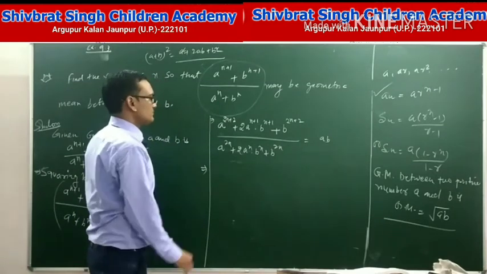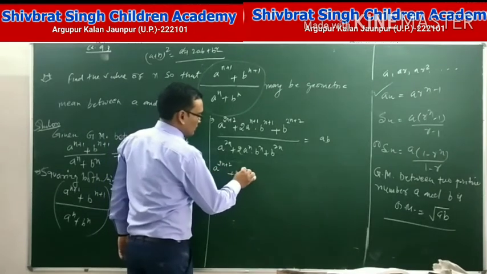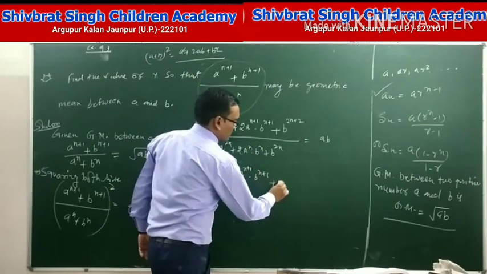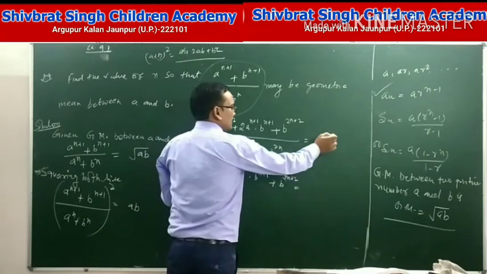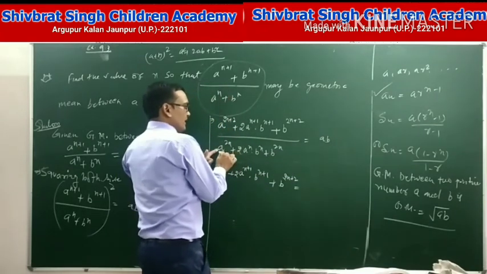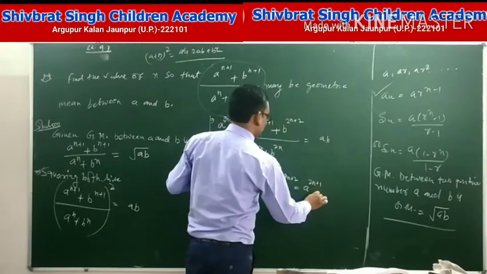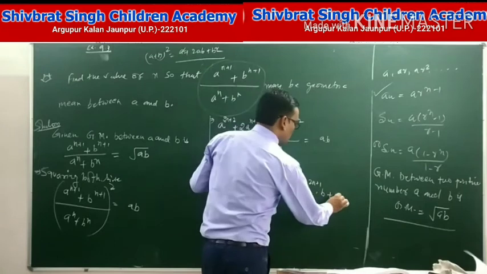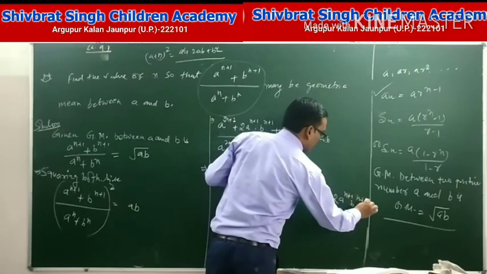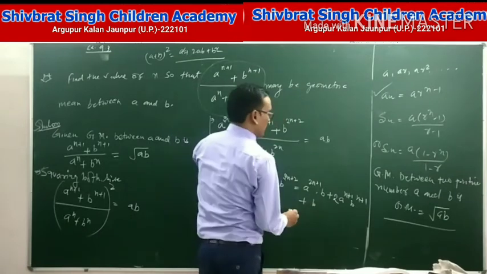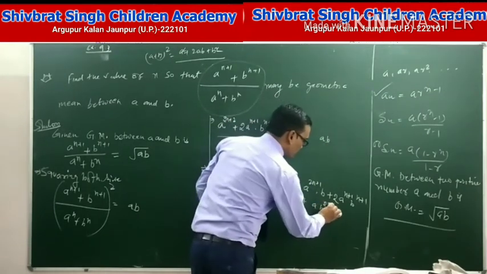Cross multiplication: a to the power 2n plus 2 plus 2 a to the power n plus 1 into b to the power n plus 1 plus b to the power 2n plus 2 is equal to, here multiply by ab to each term, a to the power 2n plus 1 into b plus 2 a to the power n plus 1 b to the power n plus 1 plus a b to the power 2n plus 1.